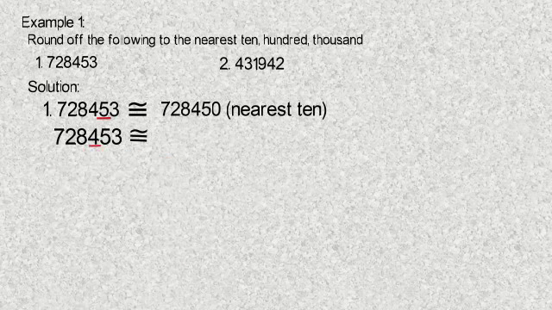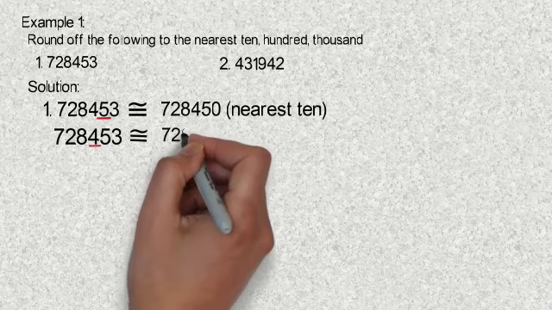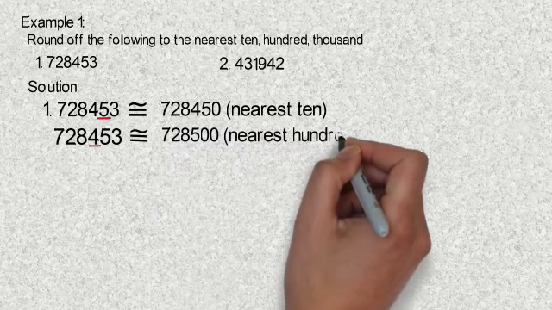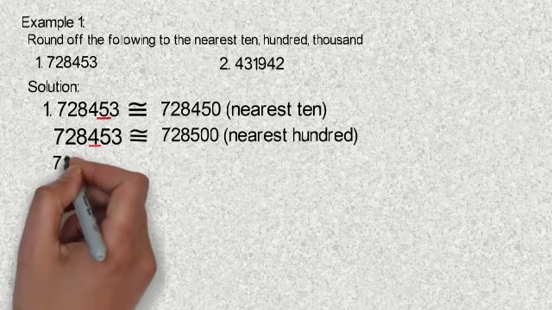And the number before it from the right is 5. And remember I told you that when it is 5 or greater than 5, you round it off to 1 and you add the 1 to the value we are considering, which is 4. So if you add 1 to my 4 now, I have 5. Which gives me an answer of 728500. Do you understand that now?